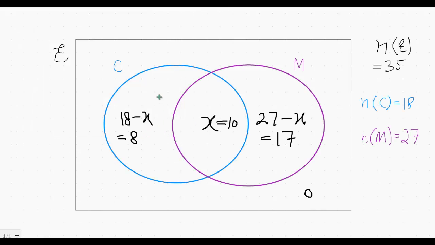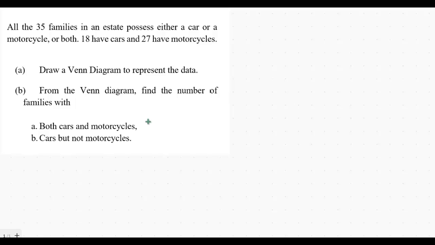Which area represents cars but not motorcycles? This is the area where only cars are involved, not motorcycles. It is also called the only car region, or cars but not motorcycle. So there are 8 families. Therefore, the answer of this part is 10 families which have both cars and motorcycle, and 8 families which have cars but not motorcycle.